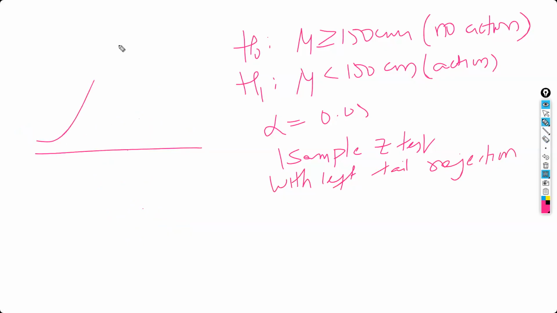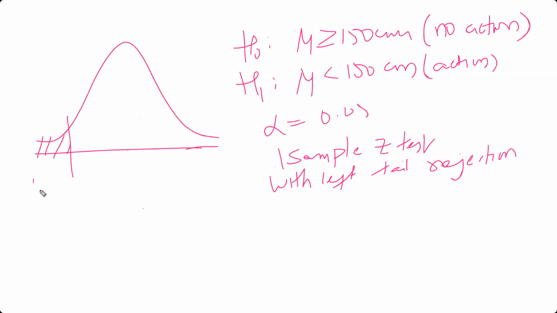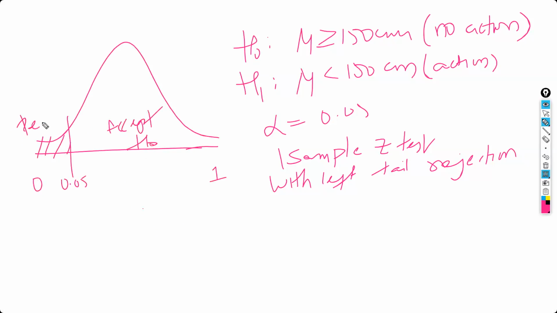So we have to draw the left tail rejection diagram. That is, the left side area should be rejected. Now, what is the alpha value? 0.05. So how much is the rejection area? 5%, which is 0 to 0.05. 0.05 to 1 is the acceptance area. This side is accept null hypothesis, and this is reject null hypothesis. That is the diagram. The moment you write the test, the first thing you have to draw is the diagram.